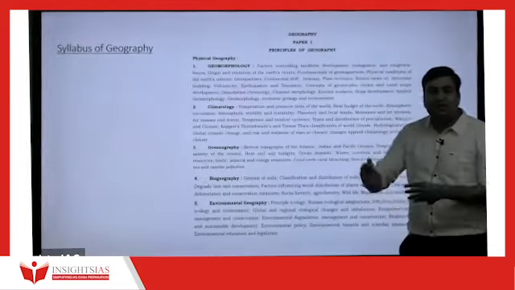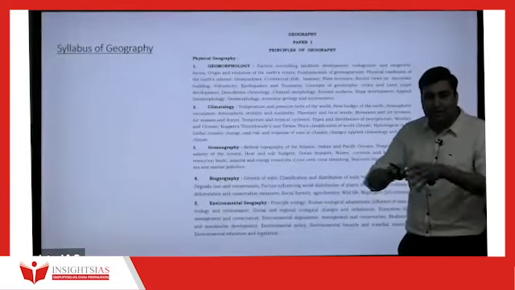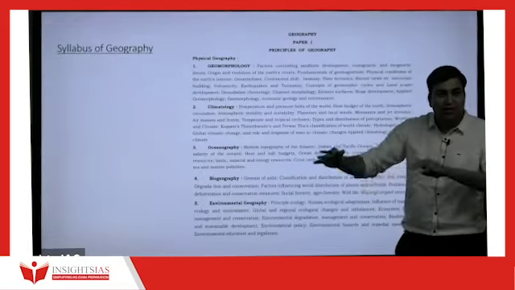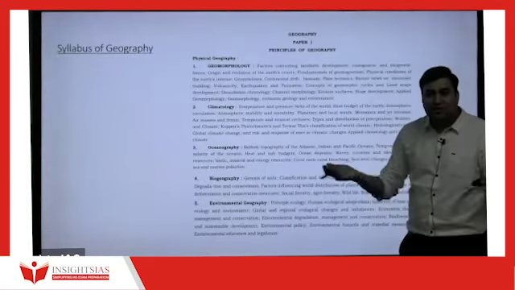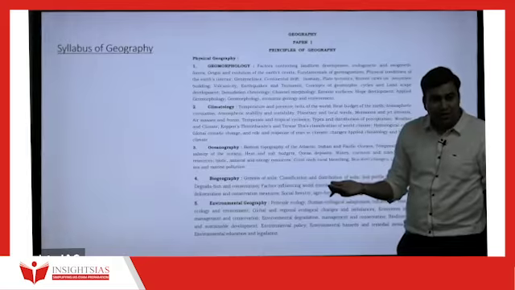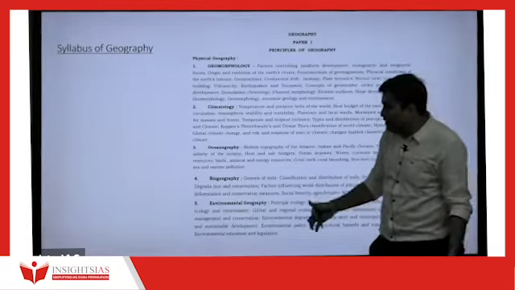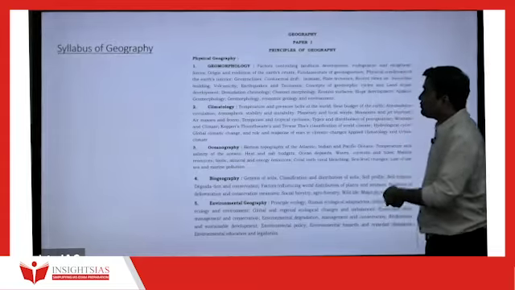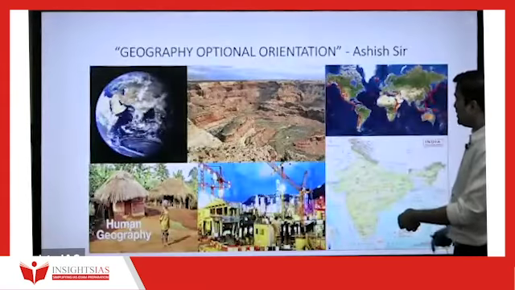Oceanography, again, if you understand the PPTs and the videos, you will understand the ocean is not uniform, it is uneven. Why is it uneven? Because it is continuously under motion. Due to that, there continuously are earthquakes, right? So if you just see this, are you understanding?